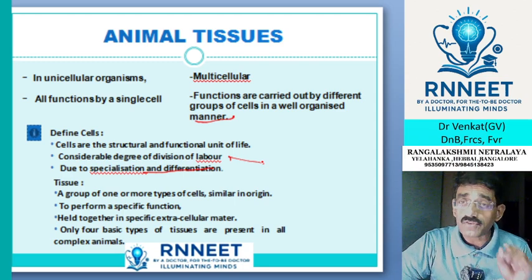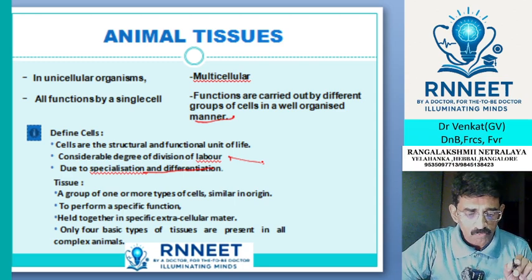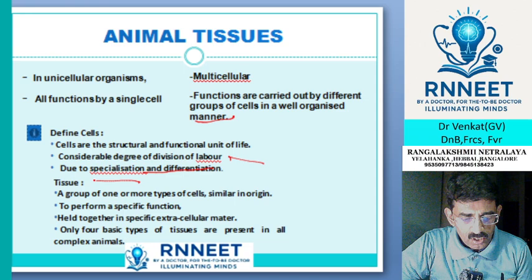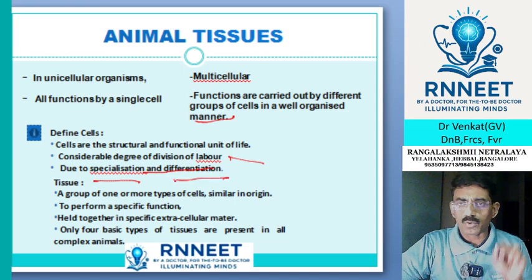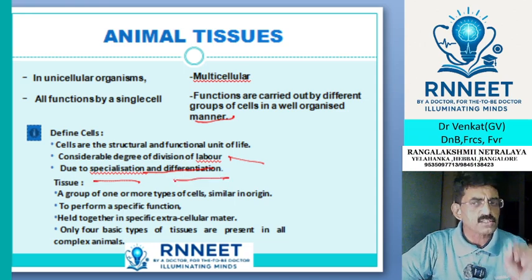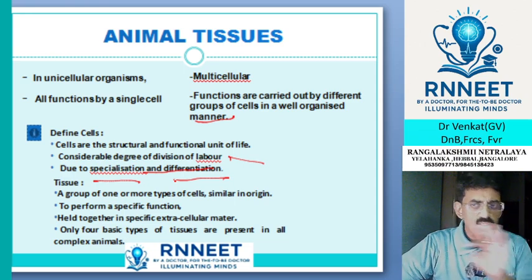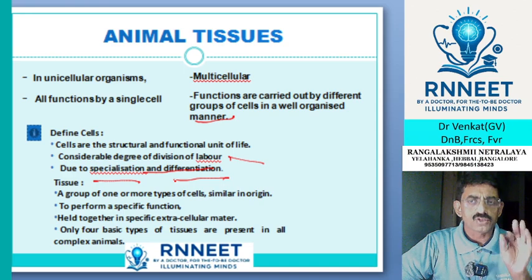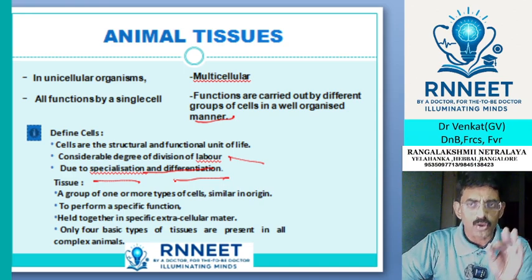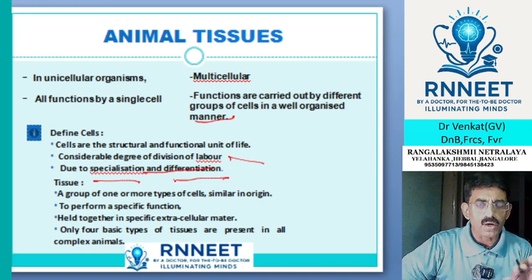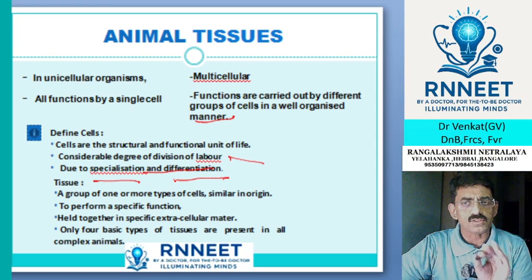Now why does that division of labor occur? Because they are specialized and differentiated. So due to differentiation and specialization. So these three important parts define a cell. These words you should be remembering: structural unit, functional unit, division of labor, specialization and differentiation.